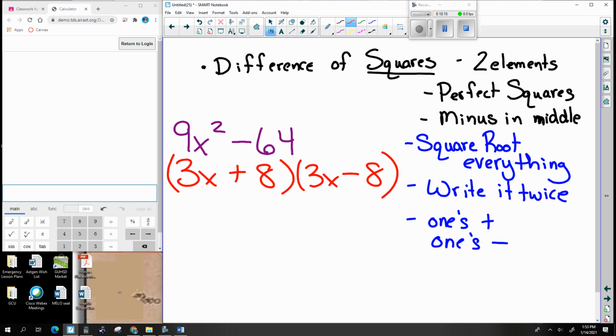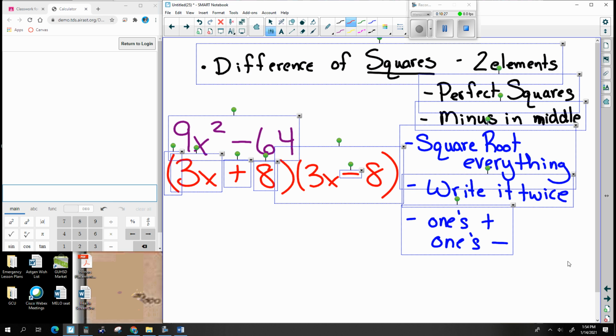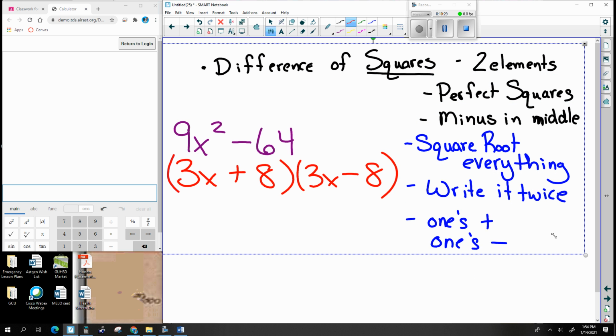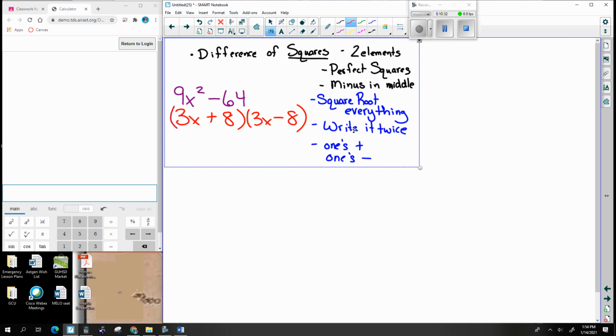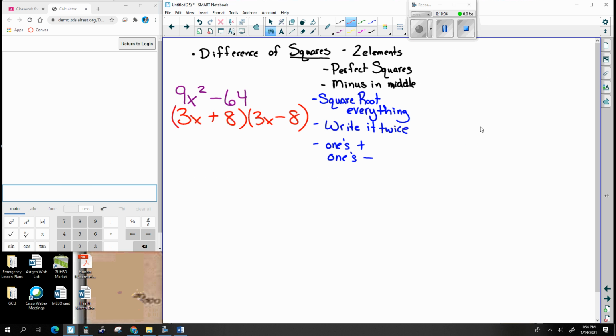So if you have perfect squares, there will be two elements. Perfect squares has to have a minus in the middle. Square root it, write it twice. One's plus, one's minus. That's a difference of squares. Okay, again, we talked about this a little bit before, I think it was in video 1.2, but here we're looking at it a little bit more formally.